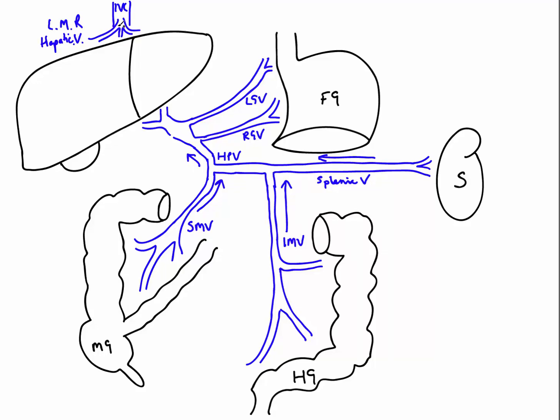So here we can see a basic outline of the portal system. All blood that's passed from the gastrointestinal tract is going to drain into the hepatic portal vein, which then passes towards the liver. If a patient is suffering from liver disease, like cirrhosis of the liver, this can prevent the normal blood flow through the liver. This leads to portal hypertension, as the pressure within the portal system increases. When this occurs, blood can be diverted back into the systemic circulation via a series of portal systemic anastomoses.